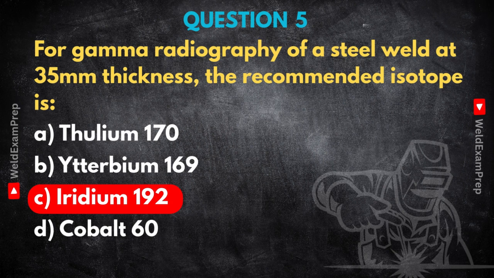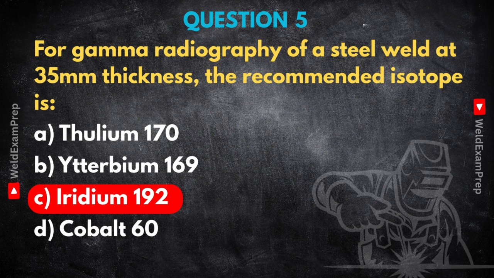Right, so for this specific case, 35 millimeters of steel, why iridium-192? What makes it the right fit? Iridium-192, or Ir-192, it's kind of the workhorse isotope for a common range of steel thicknesses. Typically from about, say, 10 millimeters up to maybe 60 or 70 millimeters, its energy level gives a good balance. It's strong enough to get through that 35 millimeters of steel effectively, but it's not so powerful that it just blasts through and washes out the detail. You still get good contrast to see potential defects.